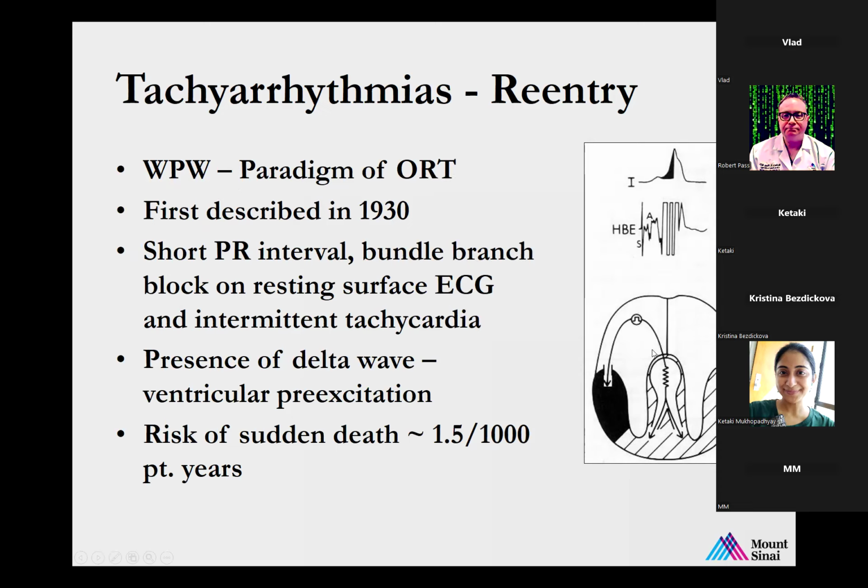So the sinus impulse goes through the AV node, but also is simultaneously going through an accessory pathway. And so the ventricle is being depolarized in two manners, through the accessory pathway and also through the AV node. The pathway allows for pre-excitation of a portion of the ventricle other than through the common AV node His-Purkinje system. And importantly, and we talk about this a lot, the risk of sudden cardiac arrest or death from WPW is about 1 to 2 per 1,000 patient years.